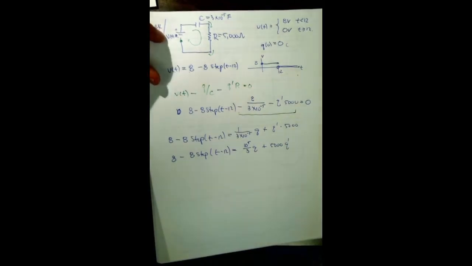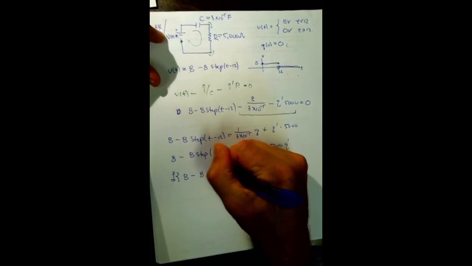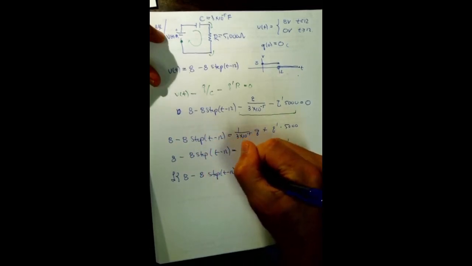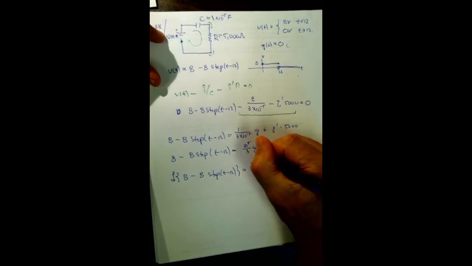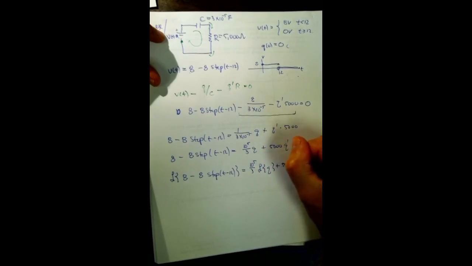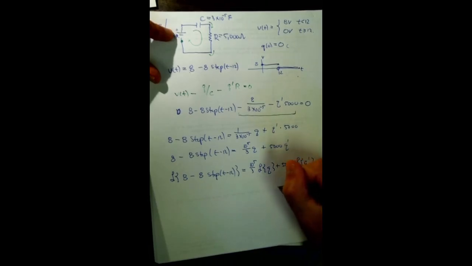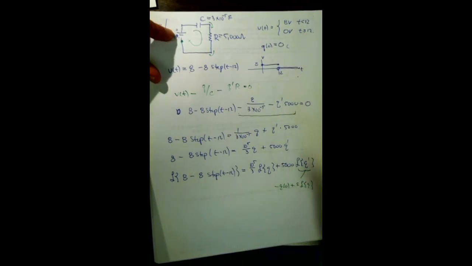Right, now I'm just going to take the Laplace transform of everything. I'm going to get the Laplace transform of 8 minus 8 times the step function at t minus 12. And then this is going to be 10 to the 5th over 3 times the Laplace transform of the charge plus 5,000 times the Laplace transform of the current, which is the derivative of the charge. And this whole thing I can write as minus q of 0 plus s times the Laplace transform of q. But notice my q of 0 is 0, so that's going to go away.